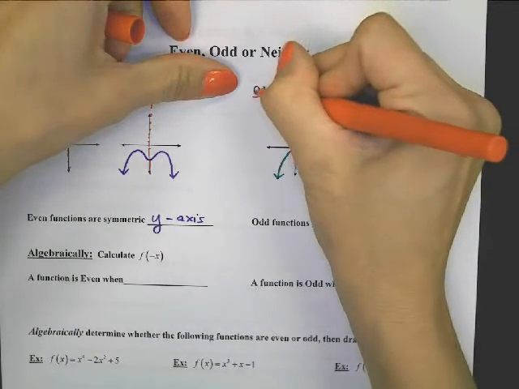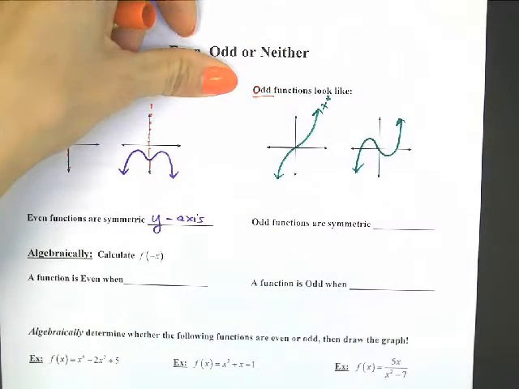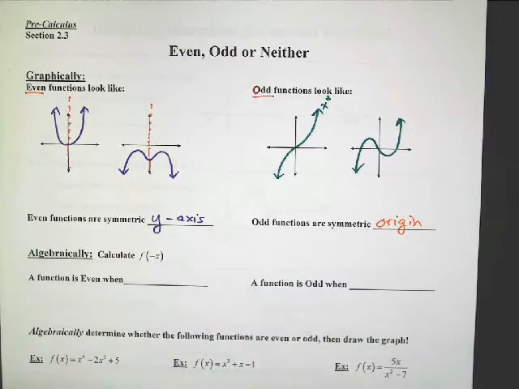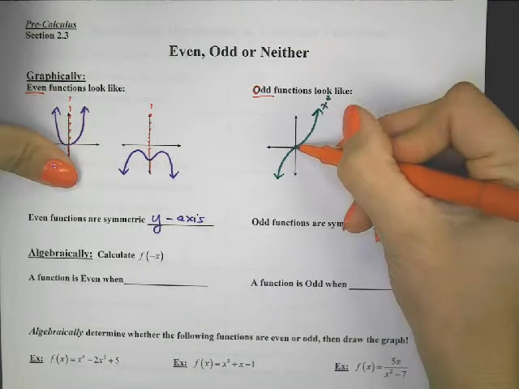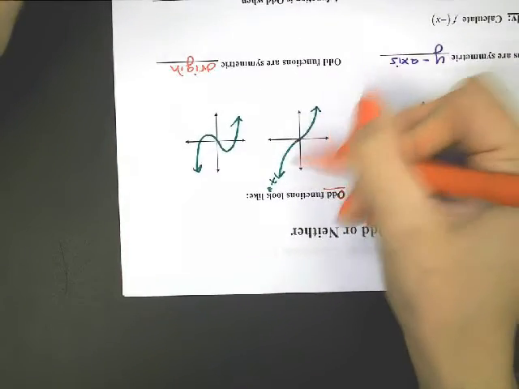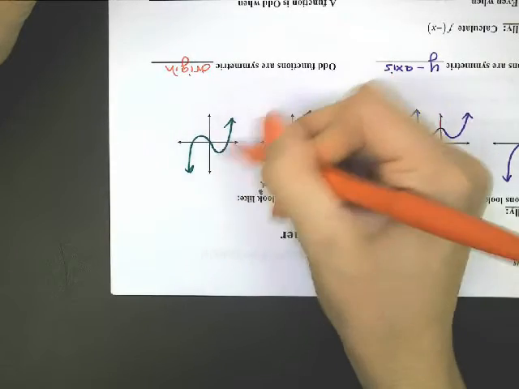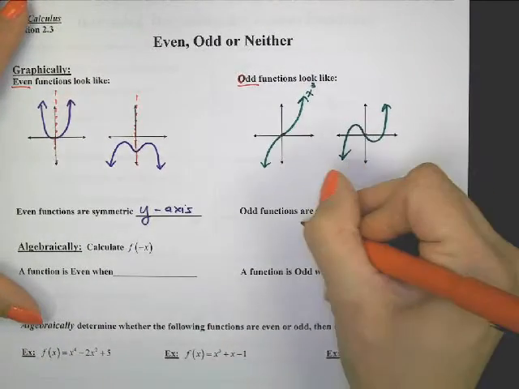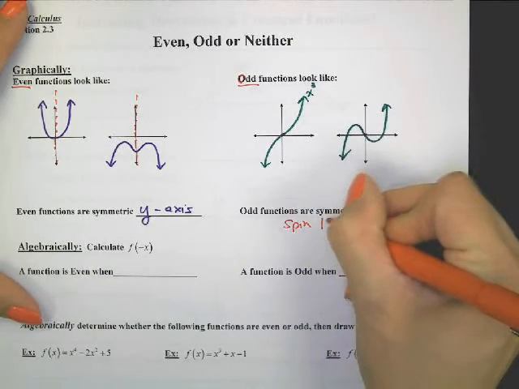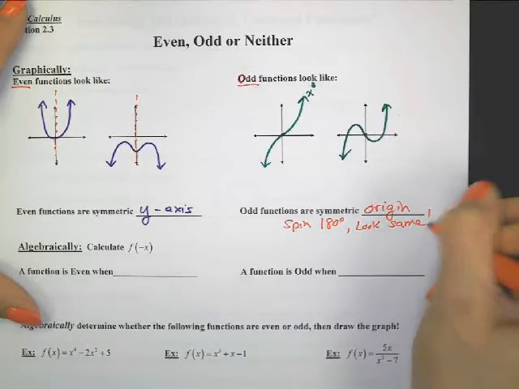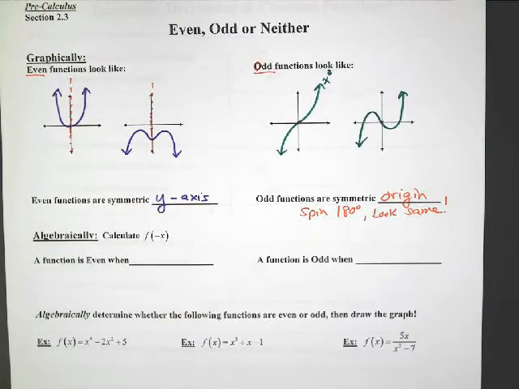That's also odd. And how do you do odd? Whenever I look at the word odd, that kind of reminds me of the origin. They're symmetric to the origin. How do you do an origin test? You put your pencil on the origin, you spin your paper upside down 180 degrees, and the graph looks the same. If you turn it upside down and it's exactly the same after you spin it, then it is odd. So odd, symmetrical to the origin, you spin 180 degrees, and it has to look exactly the same. So those are even, those are odd.